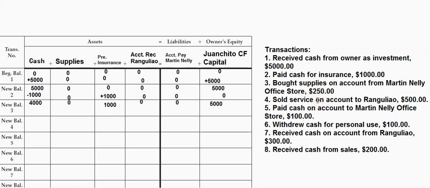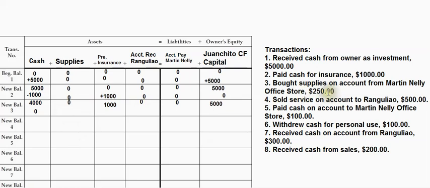Now the third transaction, it says bought supply on account from Martinelli office store, $250. Okay, so I am buying supply on account, meaning that I am not using any cash. When you see on account, be aware that on account means credit. You are buying something on credit. You are not paying money. So cash, what do? 0. I'm not paying any cash.